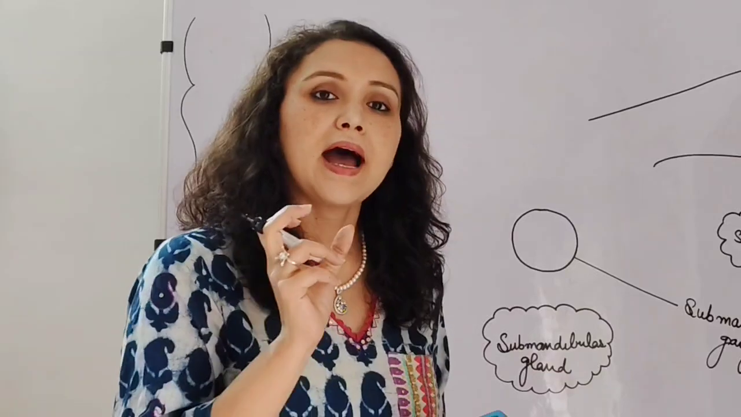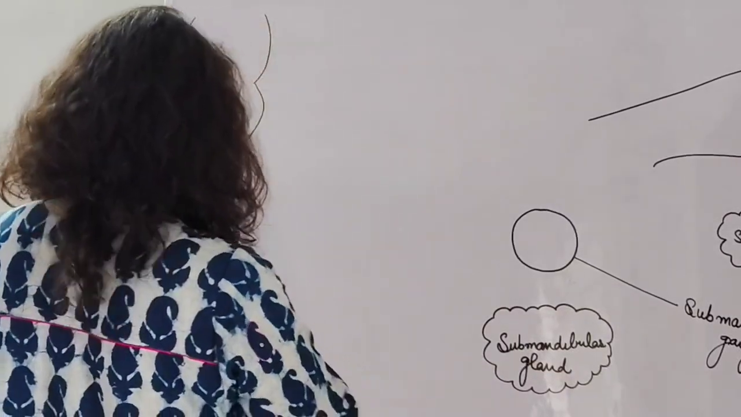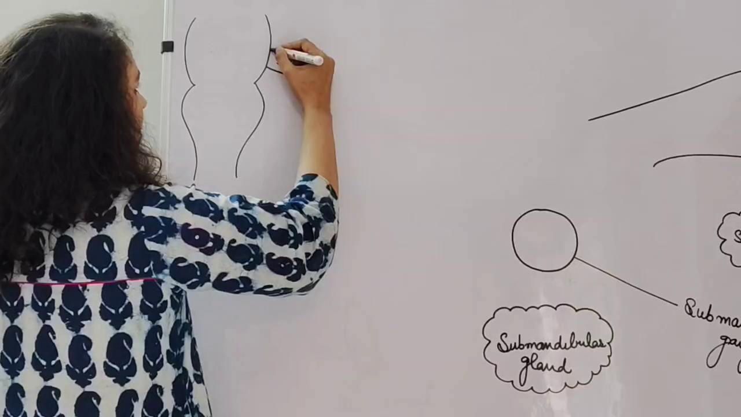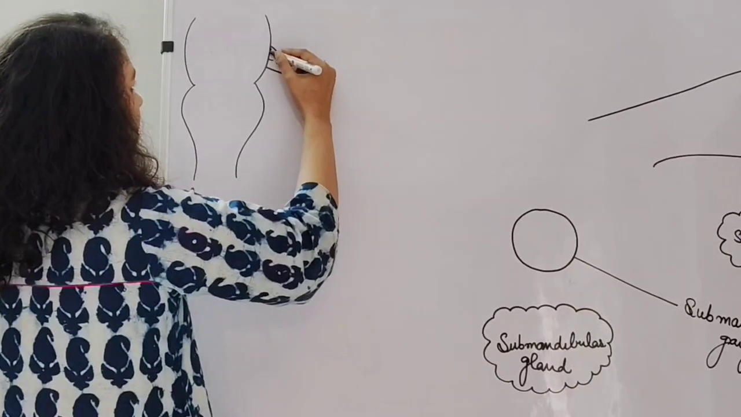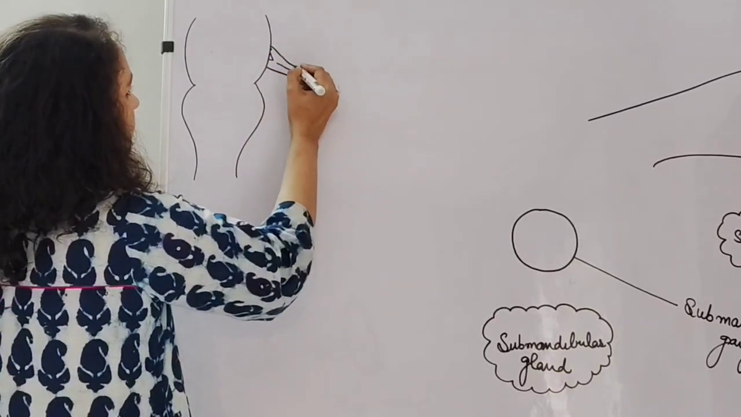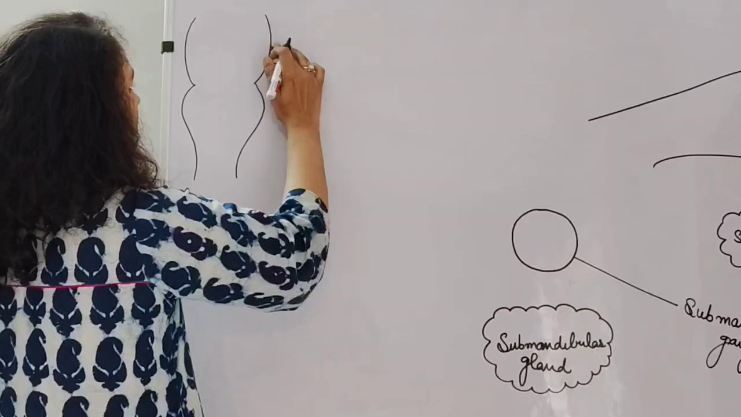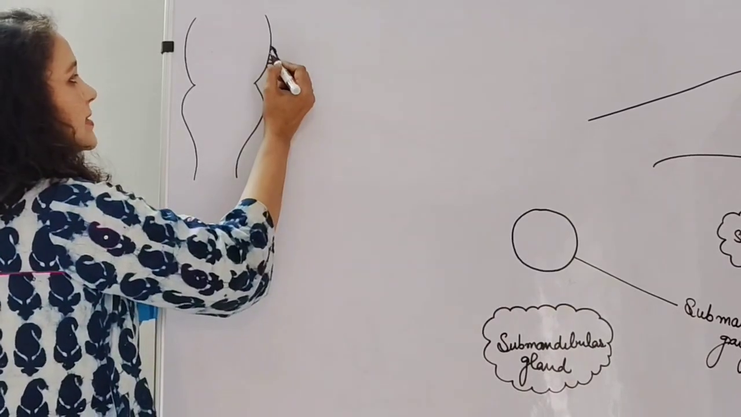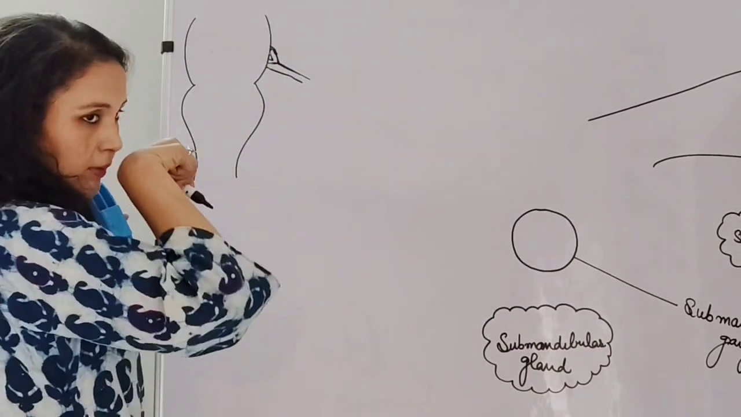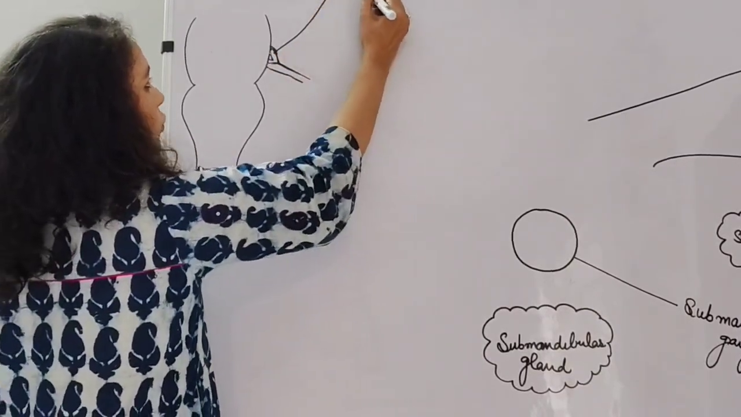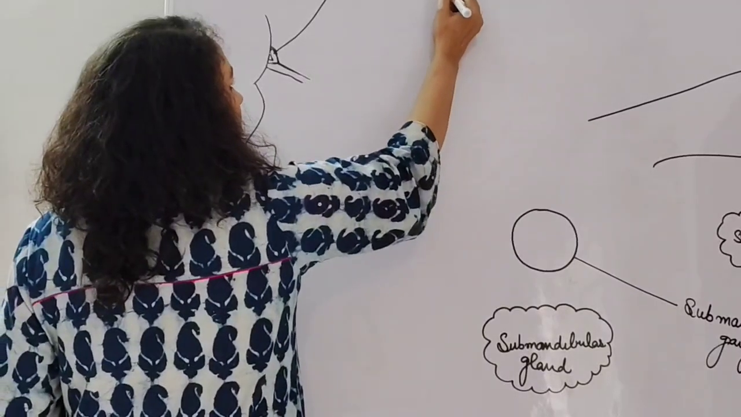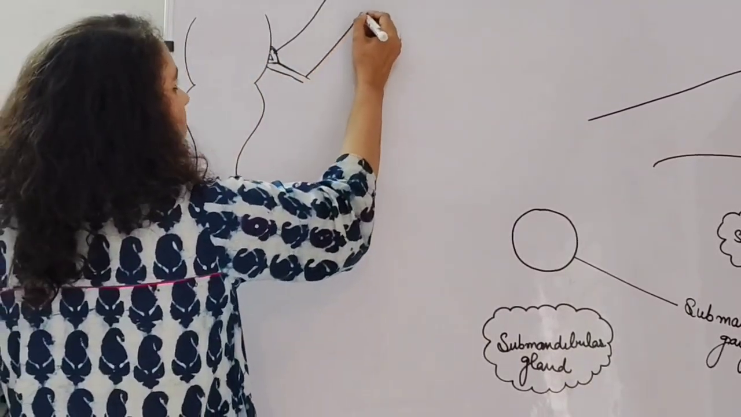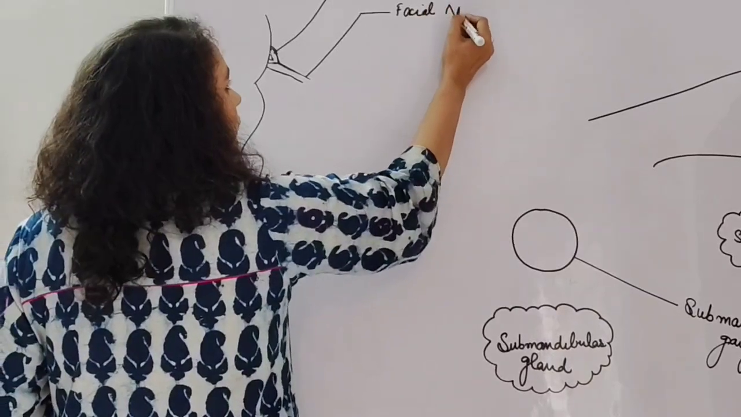Now the seventh cranial nerve has a motor root and a sensory root. So this is the motor root of the facial nerve and this is the sensory root of the facial nerve. This is the sensory root. This is the motor root. So this sensory root is given the name nervus intermedius, and this becomes the facial nerve trunk.